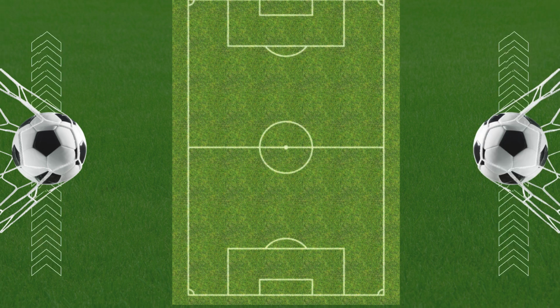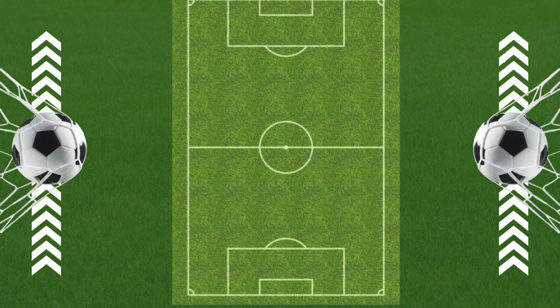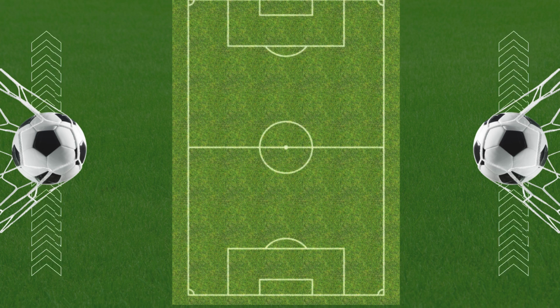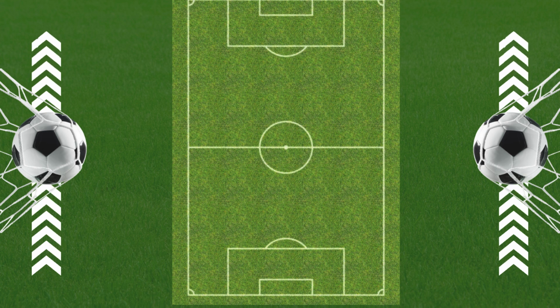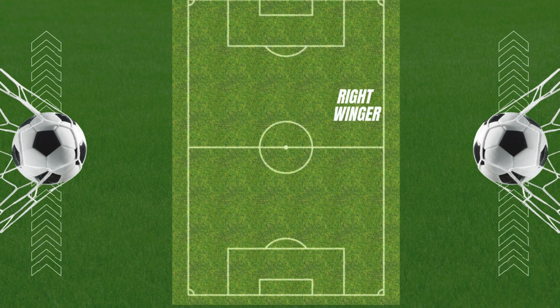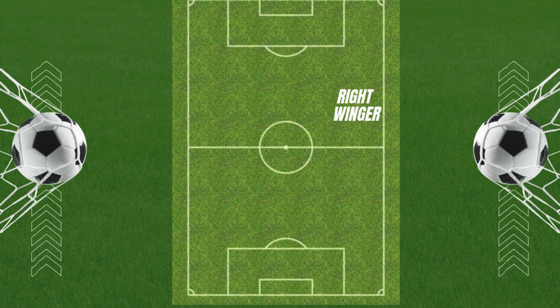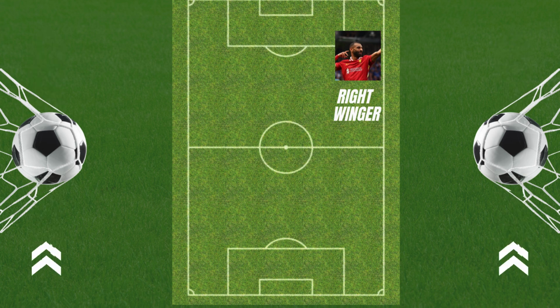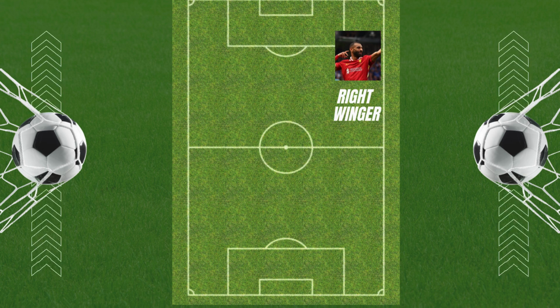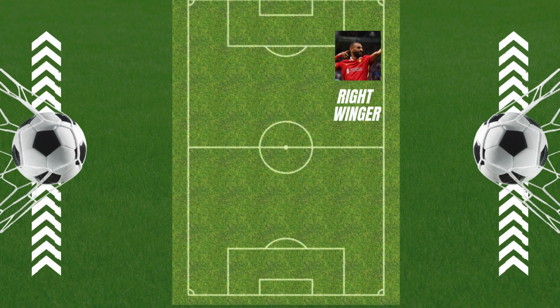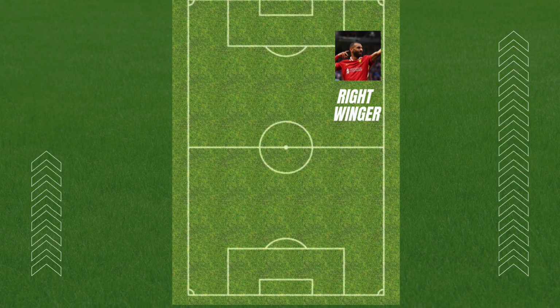Moving on to the other side of the field, we first talked about the left winger. Now it's time to talk about a right winger, and this is a very easy to remember player. His name is Mohamed Salah, and he plays at Liverpool. Yeah? So he is the right winger. I think nobody will have problems to remember him.